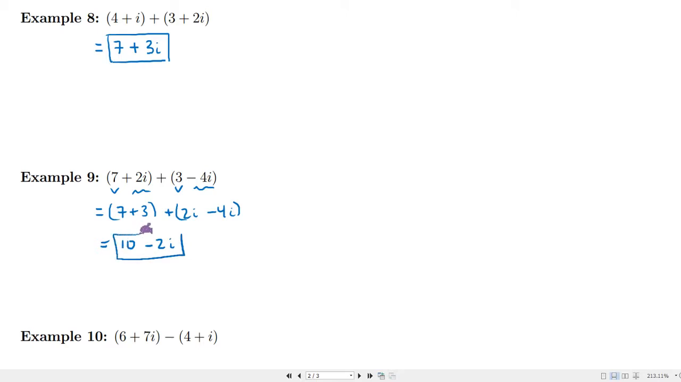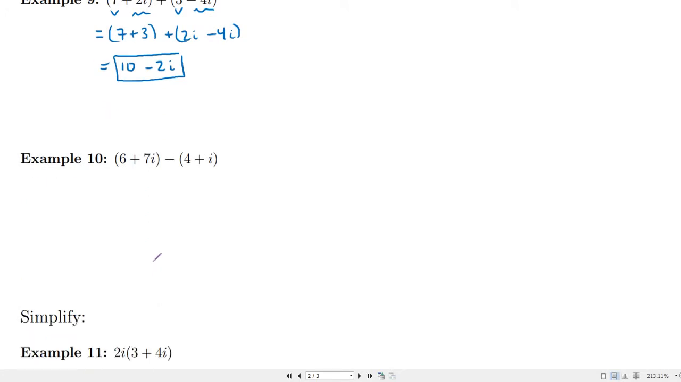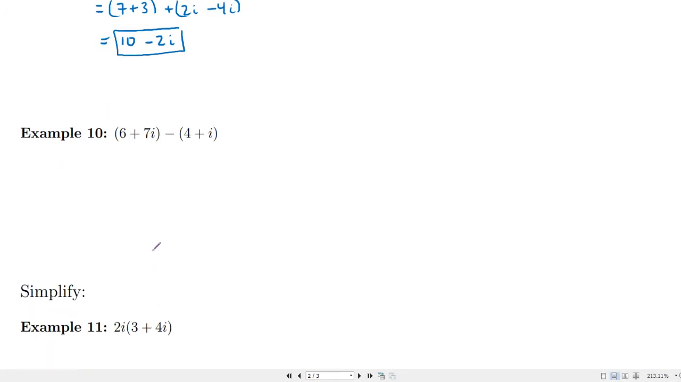So what I was just saying is you could do this intermediate step. It's not necessary, though. Just identify what's like terms and combine coefficients like we've kind of been doing with polynomials and other terms. We've dealt with many situations like that.